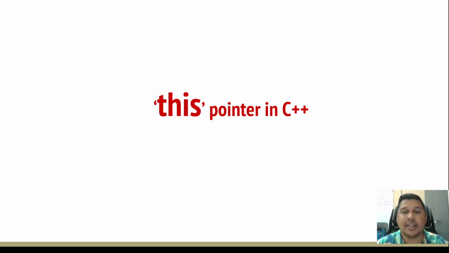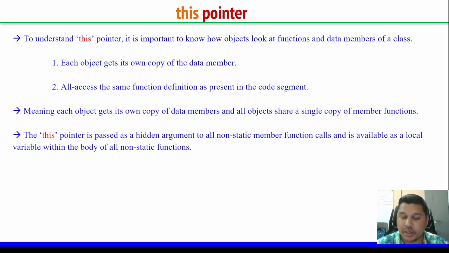This pointer in C++. What is this pointer? We should know how objects look at functions and data members. Each object gets its own copy of data member. True, we have just now seen this for a class.